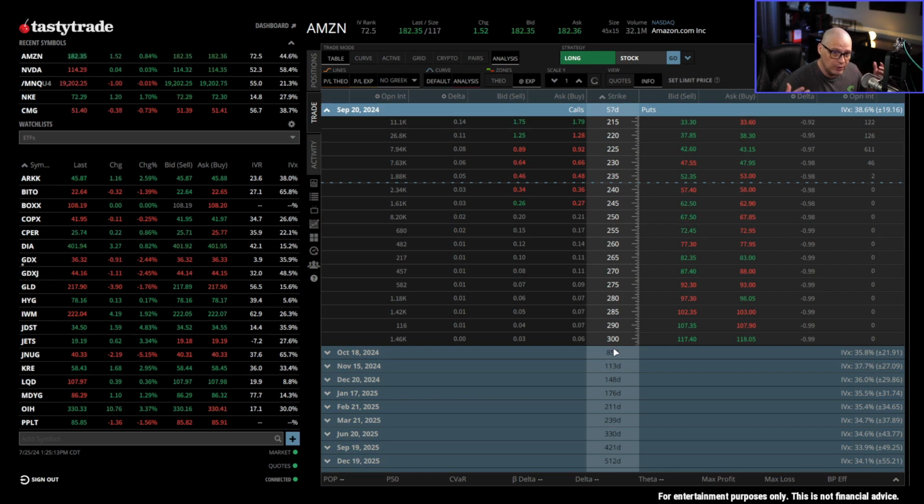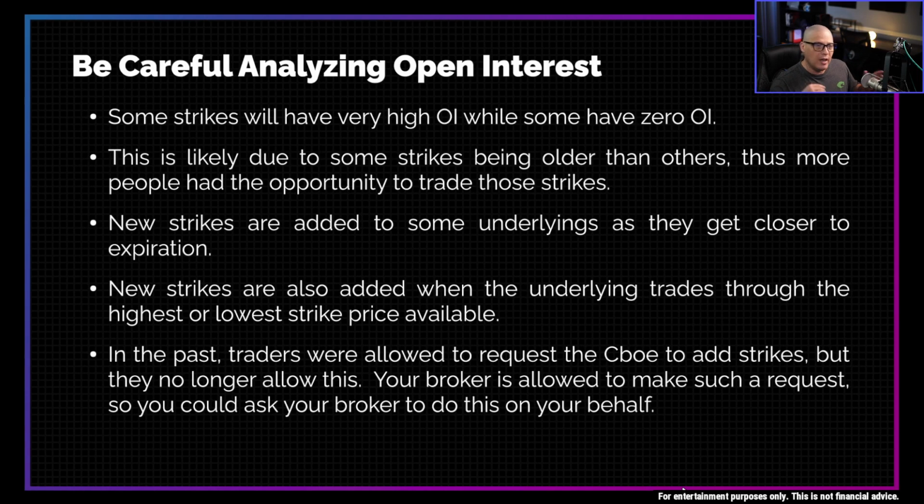And then, of course, those new strikes, those brand new strikes, again, have no open interest yet, right? Because they're brand new strikes. So just know that, anytime a stock makes a big move where it blows through all of the available strikes in either direction, they're going to go ahead and add new strikes to allow people to still trade that underlying.